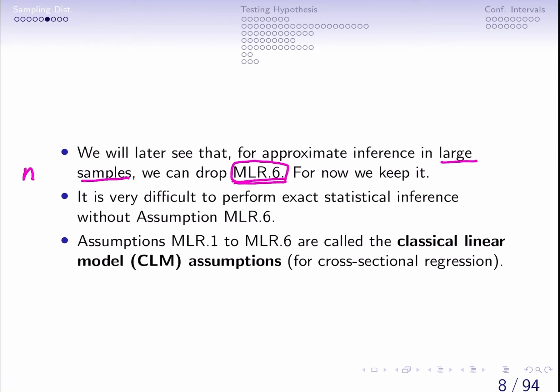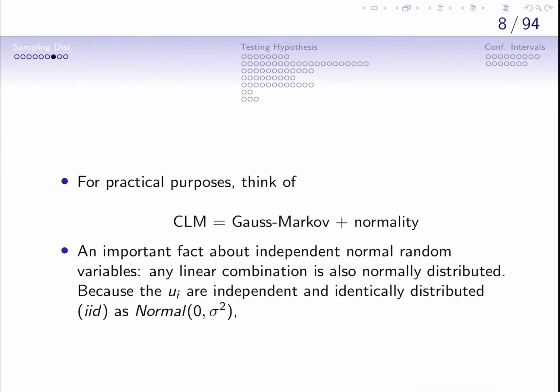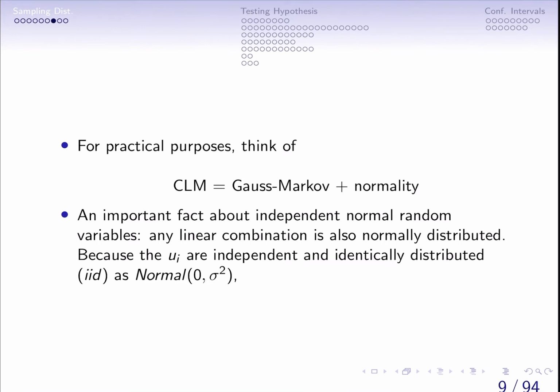So these six assumptions together are called the classical linear model assumptions, or CLM assumptions. The best way to think about them is that the classical linear model assumptions are the sum of the Gauss-Markov assumptions and the normality assumption. So these were the first 5 assumptions, and this was the 6th assumption.